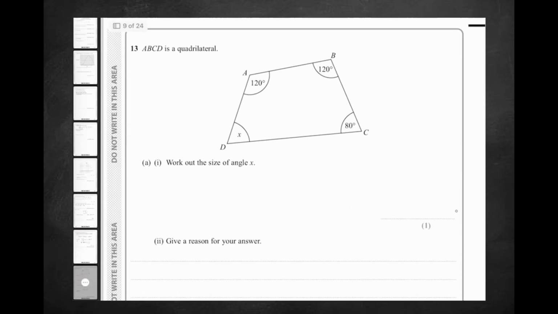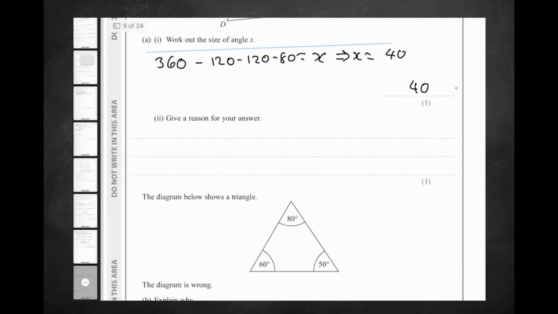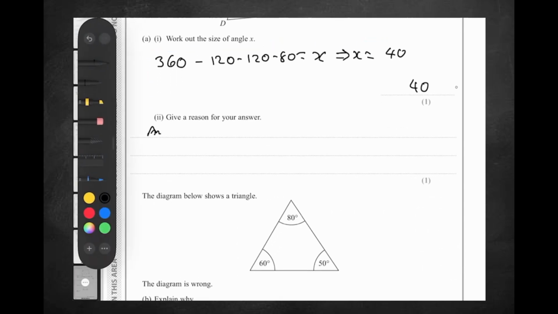Question 13. ABCD is a quadrilateral. Work out the size of angle X. So we know that the angles in a quadrilateral add up to 360 degrees. So 360 minus 120 minus 120 minus 80 equals X. I'll do that on my calculator. 360 minus 120 minus 120 minus 80 is 40 degrees. Give a reason for your answer. I'm just going to write angles in a quadrilateral add up to 360 degrees.